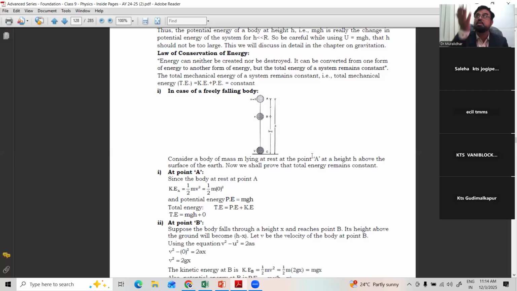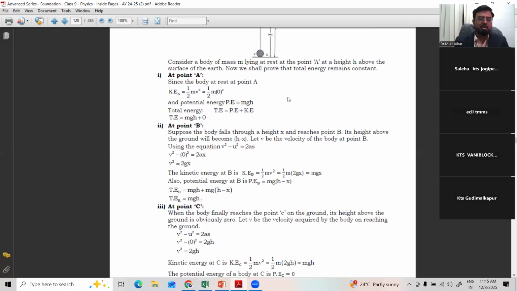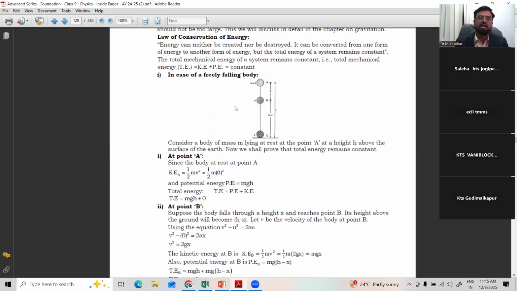Like that, whether you have projected the body, it is also the same. At every point, the total energy remains constant. Potential energy plus kinetic energy is always constant. Sometimes potential energy is more, sometimes kinetic energy is more. But overall, the total is the same. That is what is explained here for different points you consider for a freely falling body.